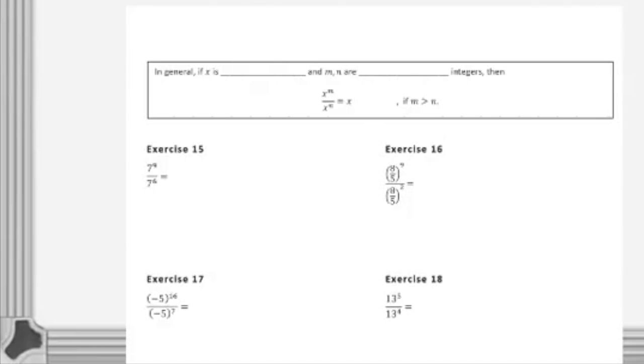So in the next part of lesson 2, we're looking at dividing exponents. In general, if x is a non-zero value, in other words, the base cannot be 0 for this rule to apply, and m and n are positive integers, so we're looking at the exponents being positive. If the exponents are negative, there's different rules that will apply, and we'll look at those later.